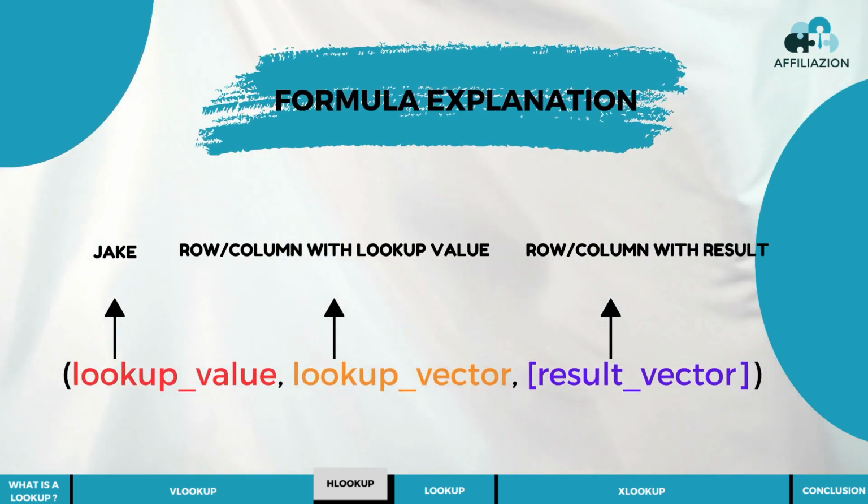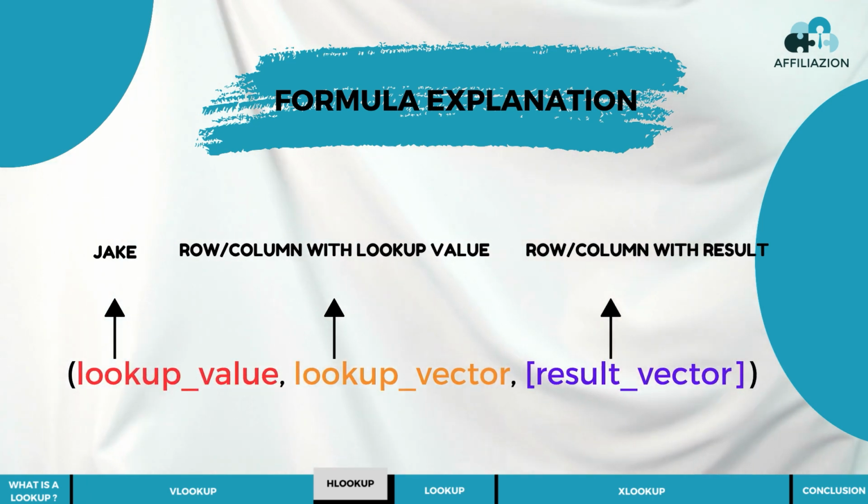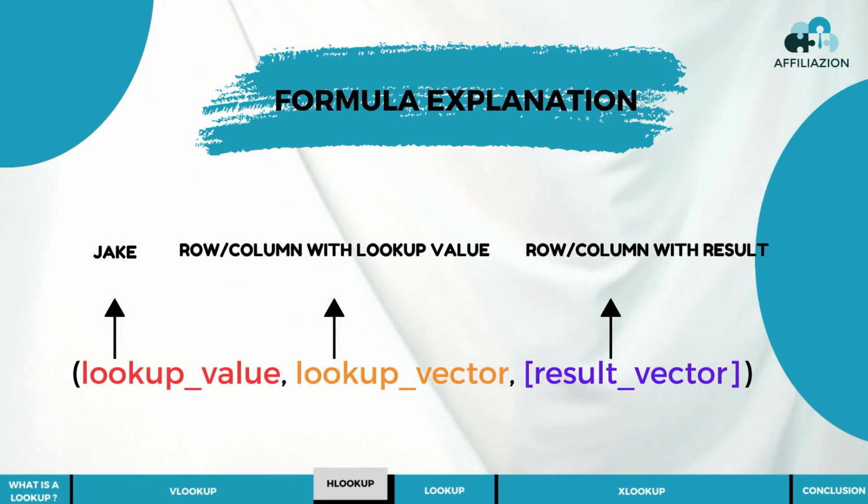First, it has the lookup value. In our case, that would be Jake. The lookup vector means the row or the column which has the lookup value. And then the result vector: the row or the column which has the result.